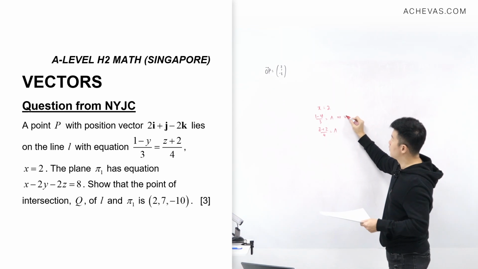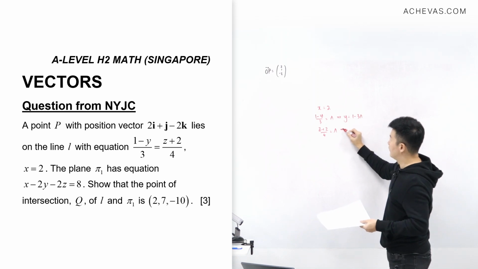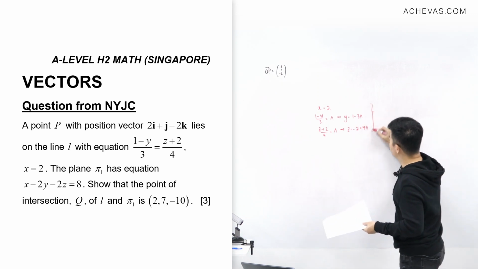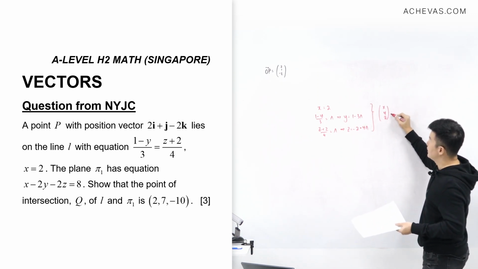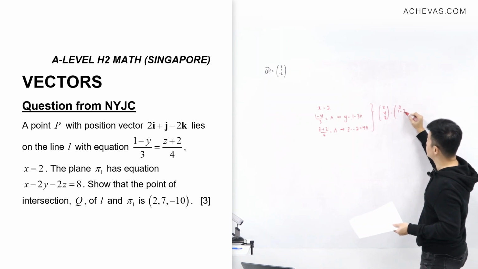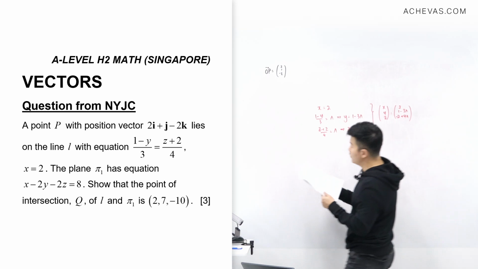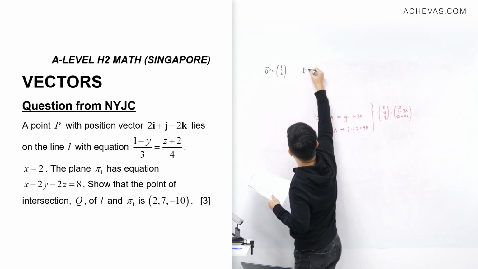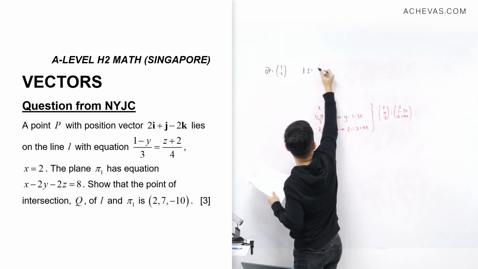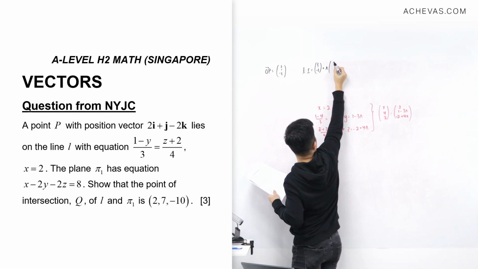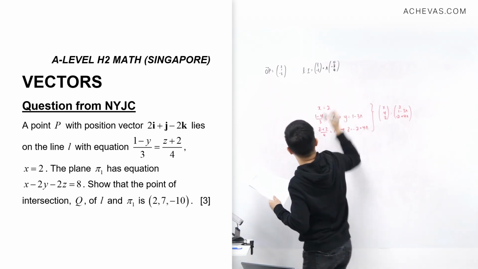So for this, y is going to be 1 - 3 lambda, and for this, z is equal to -2 + 4 lambda. Based on this, we know x, y, z can be written as (2, 1 - 3 lambda, -2 + 4 lambda). So based on what we have now, the line L will be r = (2, 1, -2) + lambda (0, -3, 4).